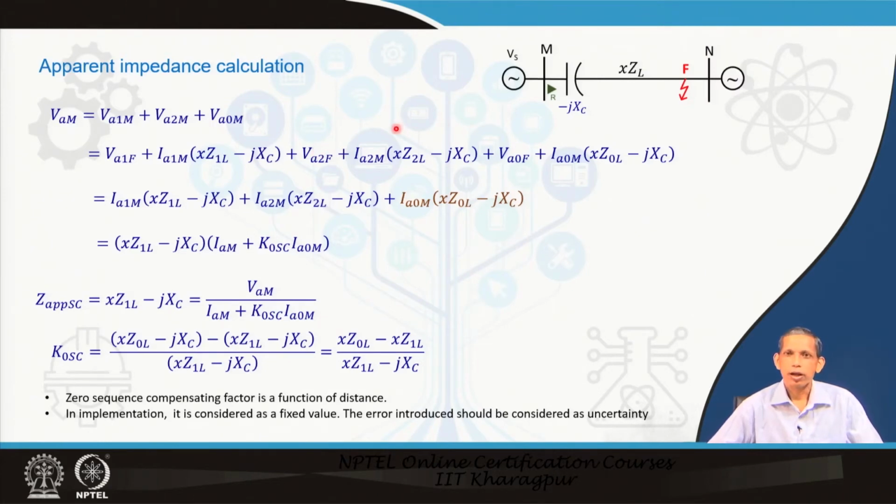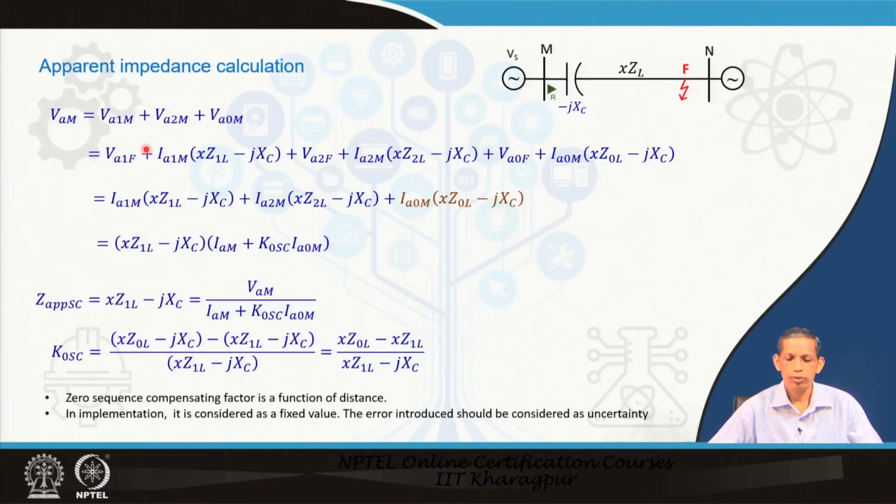Now, we will consider how the corresponding apparent impedance calculation will be in the presence of a series compensated line. We have considered a simple series compensated line, MN line, with a series capacitor at bus M side, and we are looking at the relay R at bus M, which has both voltage and current connections at the bus side. Consider a fault at x per unit distance from bus M, and we will analyze the apparent impedance the way we did in all the earlier analysis from the distance relay perspective.